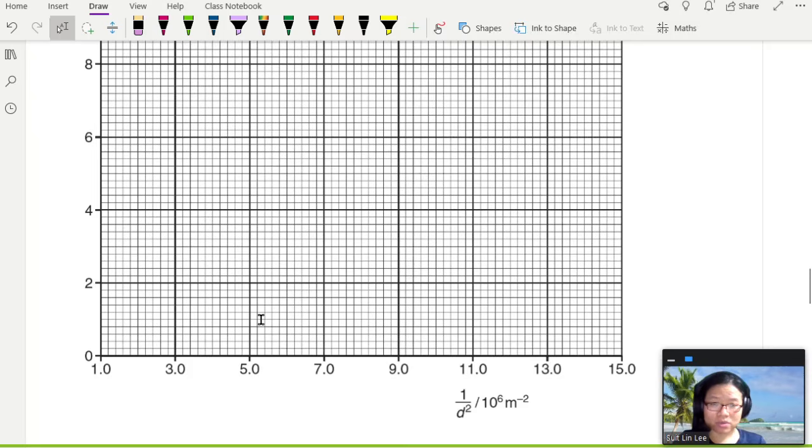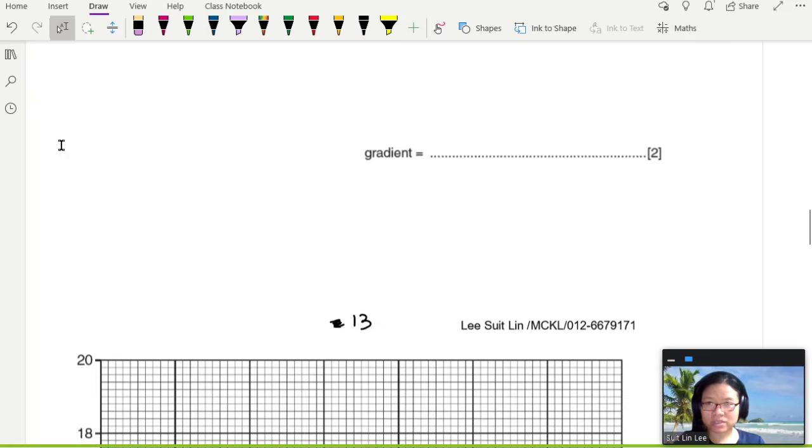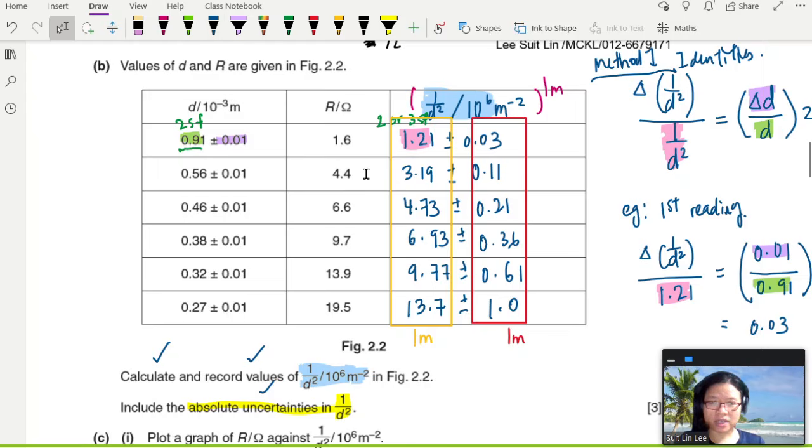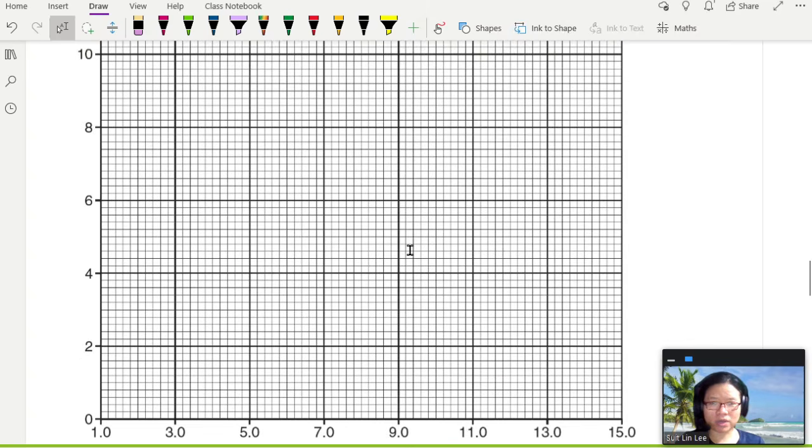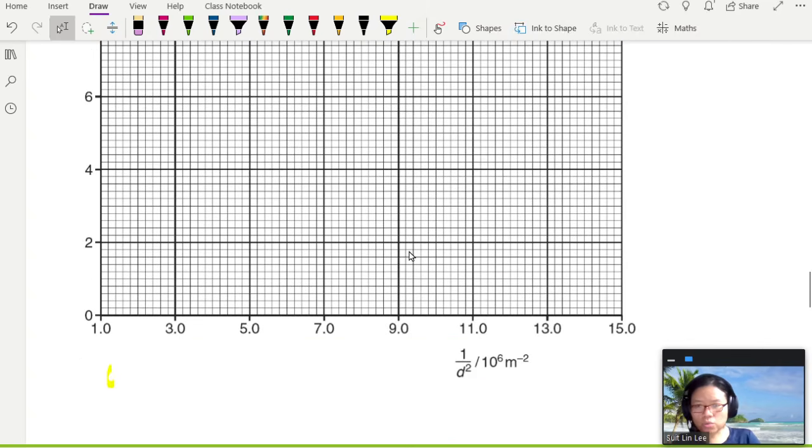Okay, so the first reading was on the resistance. It was 0.91, 1.21. So I'm just going to write down the coordinates, okay? I'm trying to plot 1.21. The 1 over d square is the x-axis, and 0.91. So 1.2 will be somewhere here, and where is 0.9? So you can read until 1. Miss, can read in between? No. So you cannot plot 0.9. There's no in between. Okay?